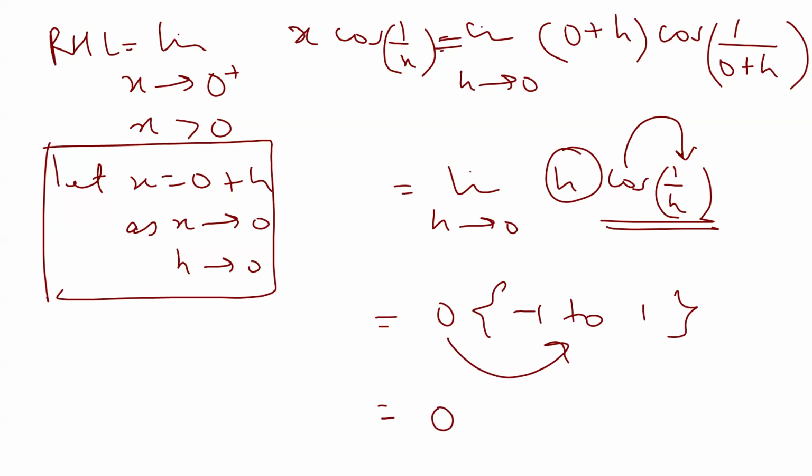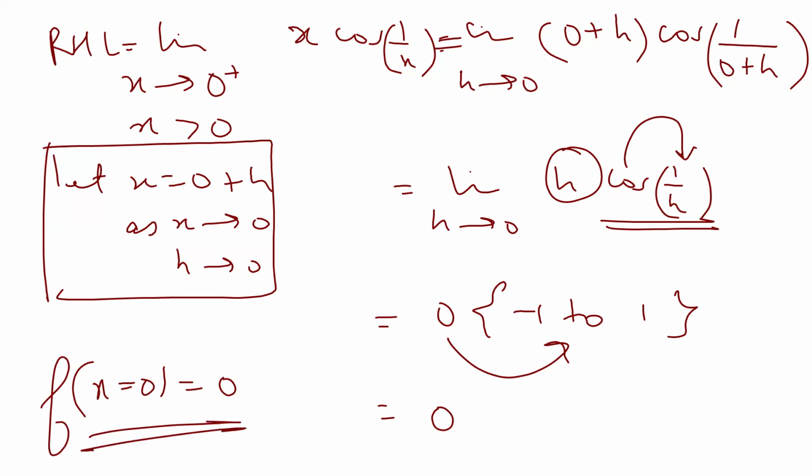So LHL equal to RHL. And the third thing is what? F of x at x equal to 0, which is 0. This is also given in the problem. So all three things are equal. Therefore, it is continuous at x is equal to 0.